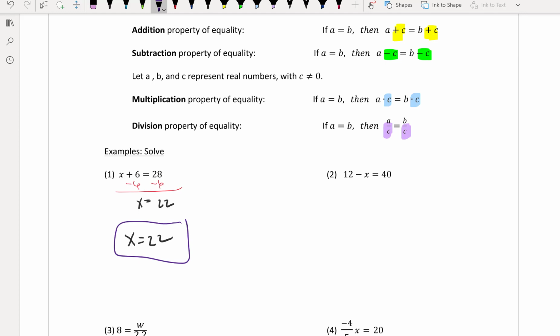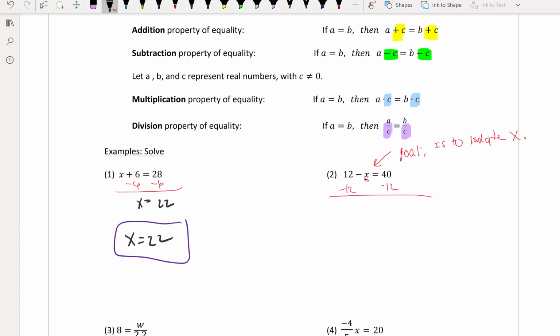So what I can do is, let's see, if my goal is to isolate x. So I want to get x all by itself. So I can keep it on that side and subtract 12, or I can add x to both sides. It really is up to the student on what choice they want to make. So I'm going to subtract 12.